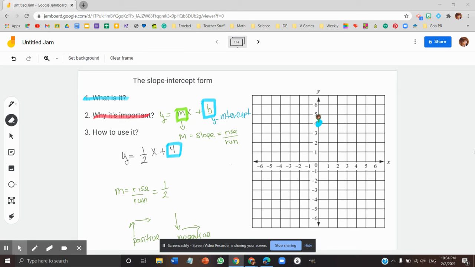And then I'm going to run, right? I'm going to go to my right. How many times? 2 times. 1 and 2. Therefore, my next point is right there. And you could check it out, right?